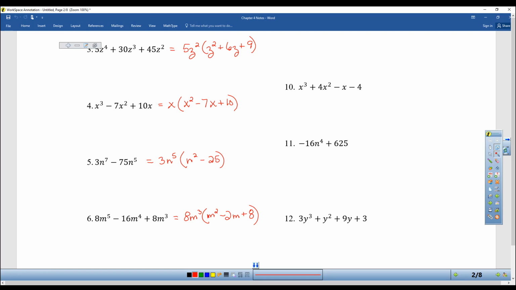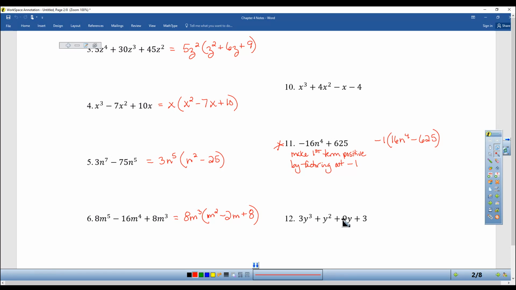I personally think that it's always easier to factor if you make your first term positive. So I think you'll find this easier: make the first term positive by factoring out a negative 1. So if you take out the negative 1, you're left with 16 n to the 4th minus 625. I know it seems a little strange, but in the long run, it'll help you.